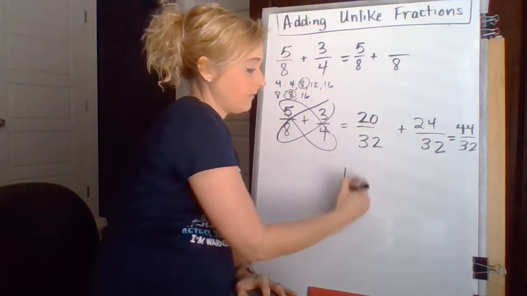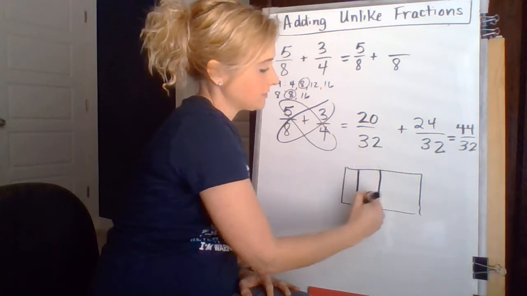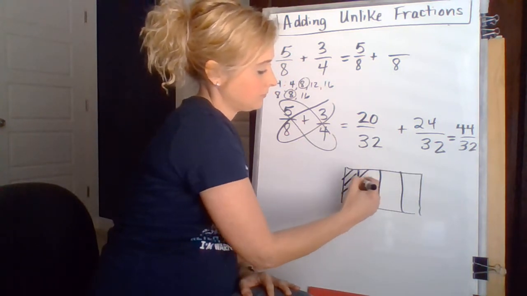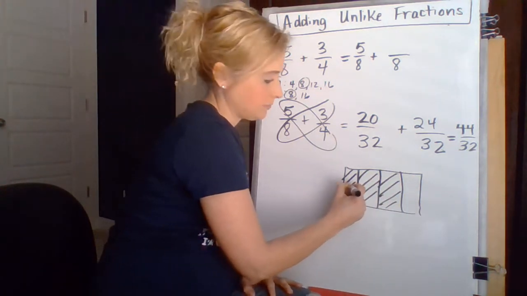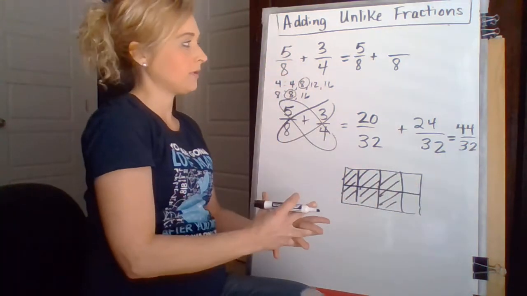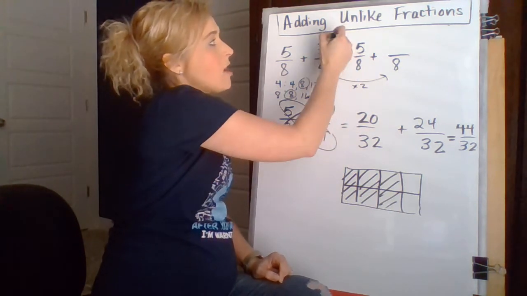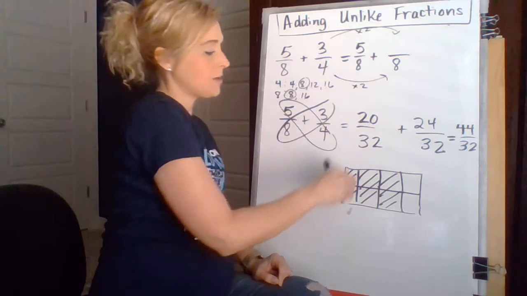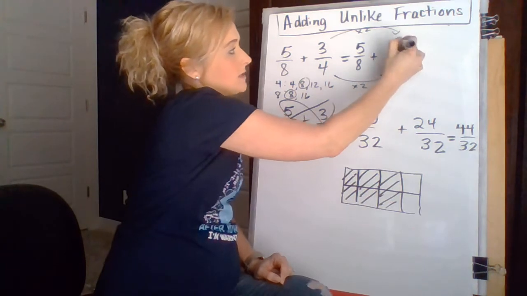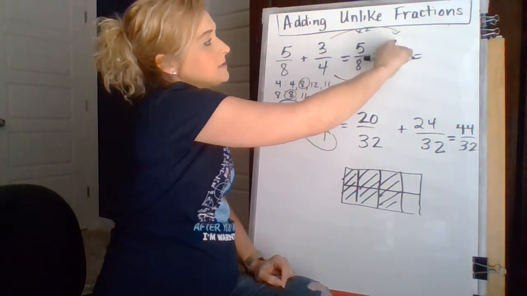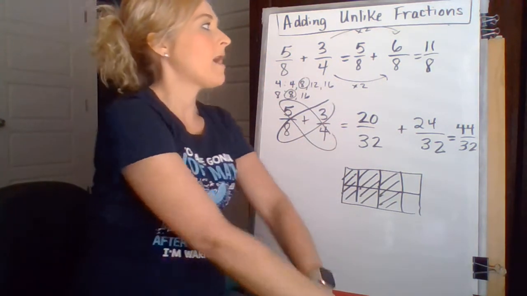Because remember, if we were drawing this visual model out, and I drew out 3/4, how do I go from fourths to eighths? I split each one in half. So I'm doubling the number of pieces that I have. So 4 times 2 is 8. That means I'm doubling the number of pieces that are shaded. So I went from 3 shaded to 2, 4, 6 shaded. So 6/8. So 5 plus 6 is 11, and the size of my pieces are eighths. So I have 11/8 in all.